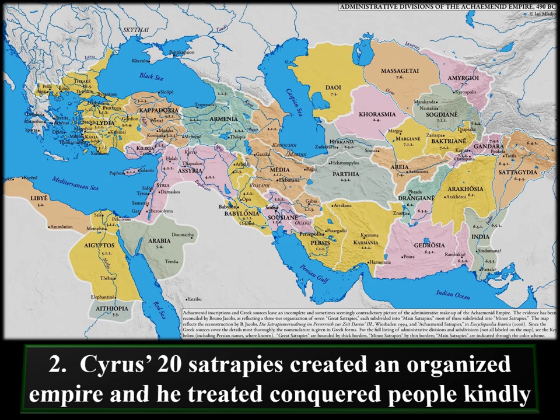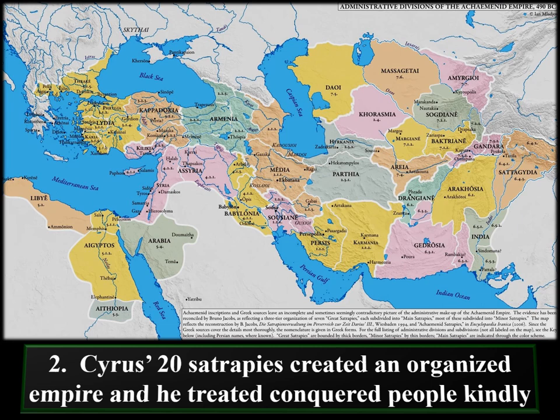Cyrus's 20 satrapies created an organized empire, and he treated conquered people kindly. Now, satrapies are the way that the Persians governed their far-flung empire. If you look here on this map, you will see that basically it's divided up into provinces. These are the administrative divisions within the Achaemenid Persian Empire.